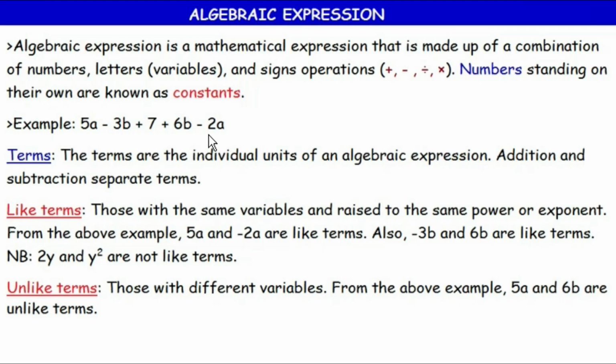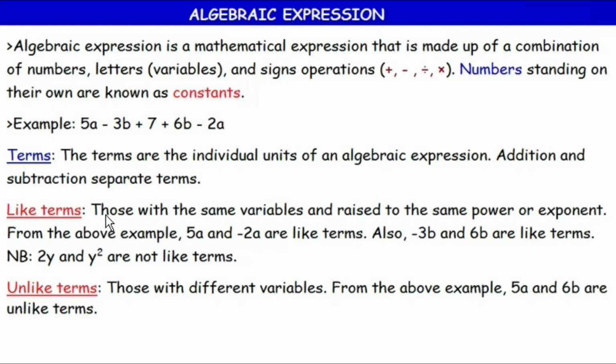So like we said, it is a combination of numbers, so we are seeing 5, and letters. You are seeing a, you are seeing b, you are seeing another a here, as well as operations. So you are seeing the minus, you are seeing the plus. And there is also multiplication, because 5a means 5 times a, 3b means 3 times b. So that is what an algebraic expression simply is. And then we call the numbers standing on their own constants. So here we are seeing only 7 standing on its own, so this 7 is known as the constant. That is the general concept of algebraic expression.